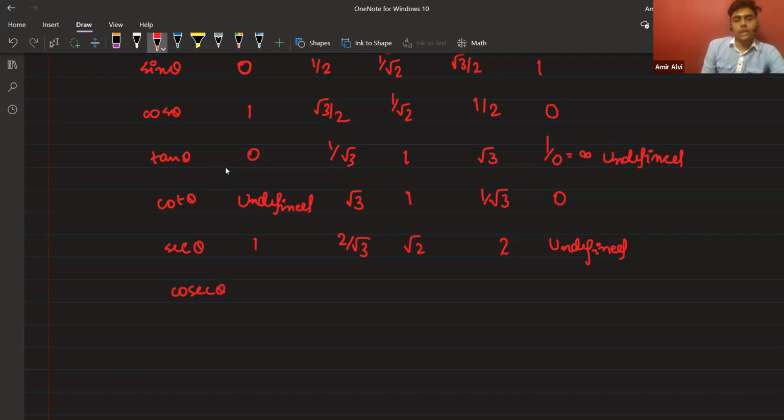Okay. Now it's cosec theta. Now please tell me what is the value of sine 0? Undefined. Which means cosec will be undefined. Very good. Next thing, 2.